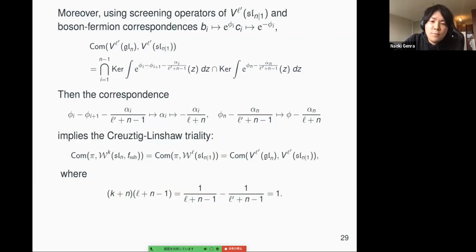And also, assuming the last relation, we get the Heisenberg isomorphism defining the screening. And this induces the famous critical level triality. This is one example of the first equation proved by us, and also if we assume the screening operator of the affine superalgebra, we can also prove the triality. The relation here.